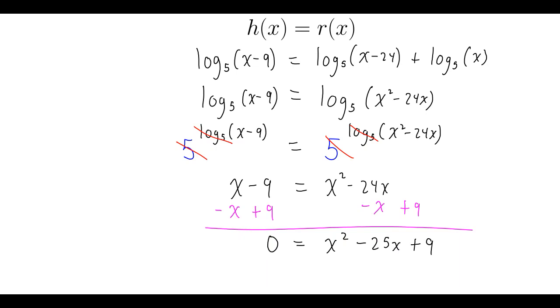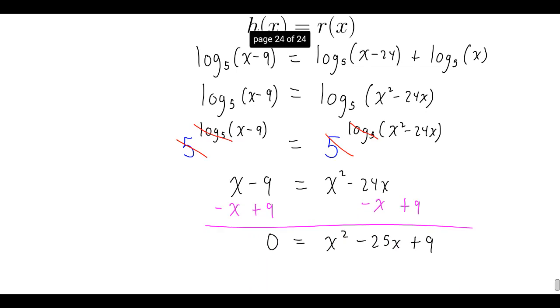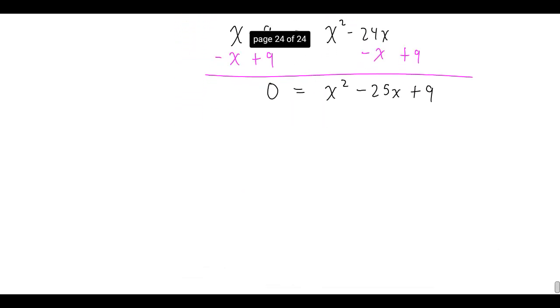Okay, so ordinarily we would try to factor this quadratic equation, but that's not necessarily going to happen in this case because it's not factorable, which means we go next to the quadratic formula. Remember the quadratic formula uses the coefficients a, which is the number in front of x squared, in this case a 1, b, that's the number in front of x, in this case a negative 25, and c is the constant 9.